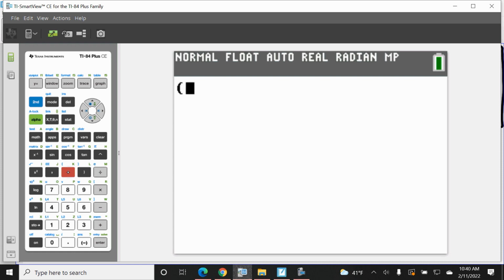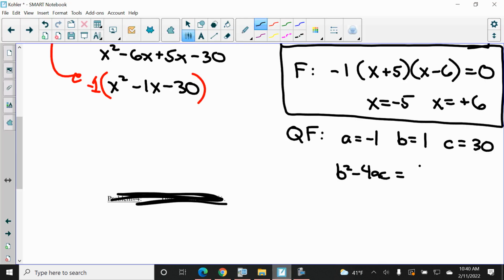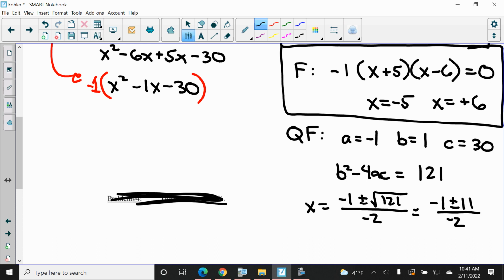Go quadratic formula next. A equals -1, B equals 1, C equals 30. The discriminant is B squared minus 4AC. Go to my calculator. Clear screen. B squared, well, B was 1 squared minus 4 times A, -1 times C, 30, and the discriminant is 121. A positive number, I should get 2 real answers. Of course I get 2 real.